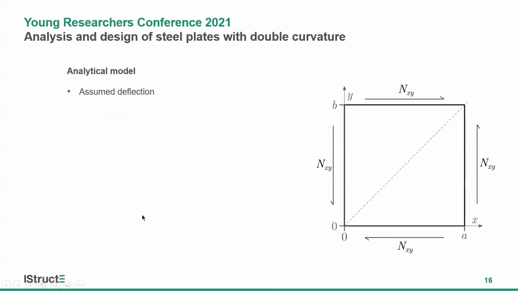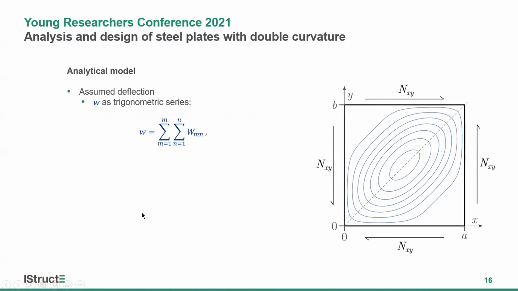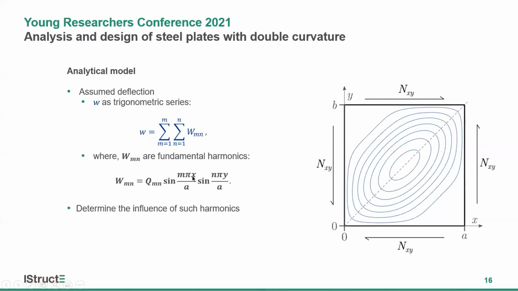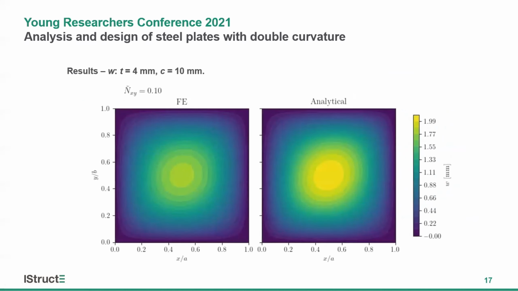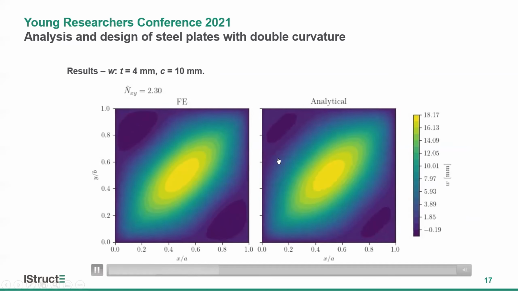So a little bit of an introduction to the shape functions that we have. Because we can assume any shape functions, in this case, we're introducing the out-of-plane displacement, for example, as a trigonometric series in W, which is represented by this expression here and depicted on the right. Now, W and N are fundamental harmonics, which are represented by this expression down here. And the interesting thing is that in this approach, we can then isolate the influence of such harmonics on the behavior.